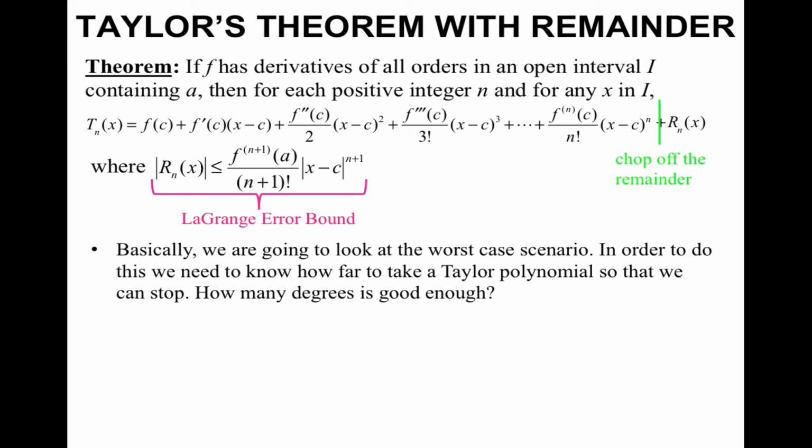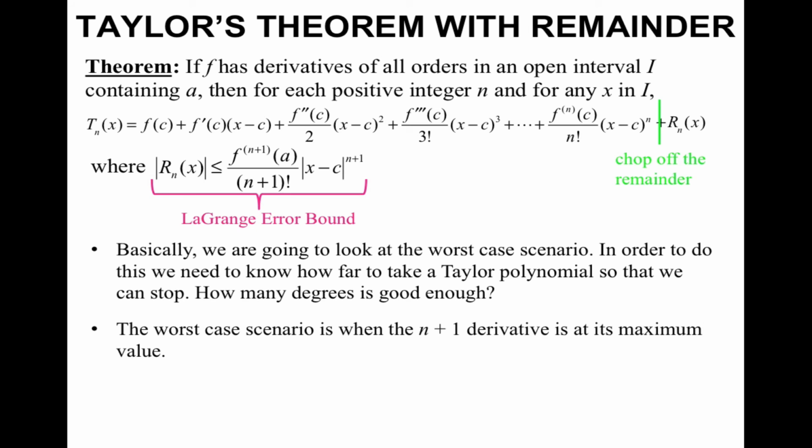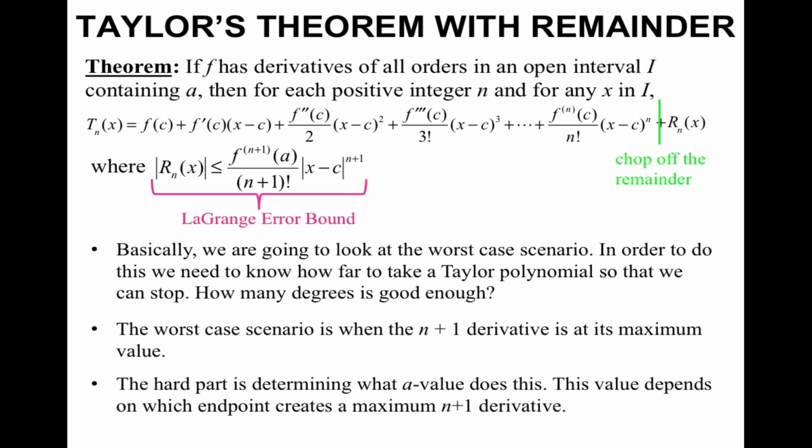So basically, we are going to look at the worst case scenario. In order to do this, we need to know how far to take a Taylor polynomial so that we can stop. How many degrees is good enough? And the worst case scenario is when the n plus 1 derivative is at its maximum value. The hard part is determining what a value does this. This value depends on which endpoint creates a maximum n plus 1 derivative.